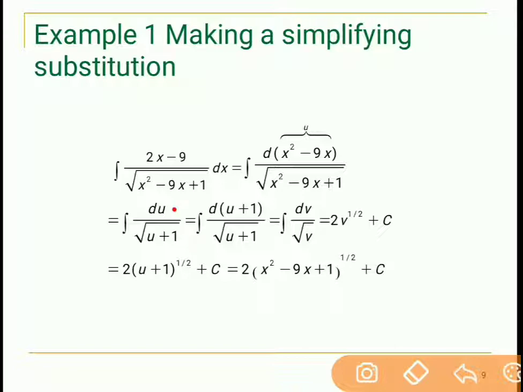Finally we have du upon u plus 1. Now du upon u plus 1, it can be written as what? U plus 1 into differentiation of u plus 1. So it will be equal to dv by root v. So you will get the integration of dv by root v as 2 into v raised to 1 by 2. And finally you will get the answer as 2 into x square minus 9x plus 1 raised to 1 by 2.